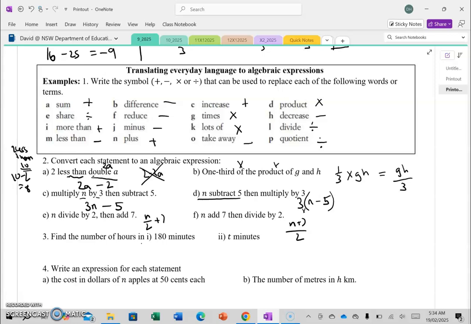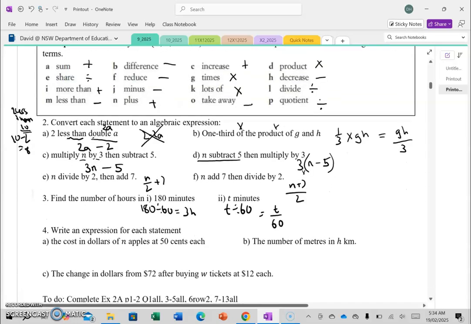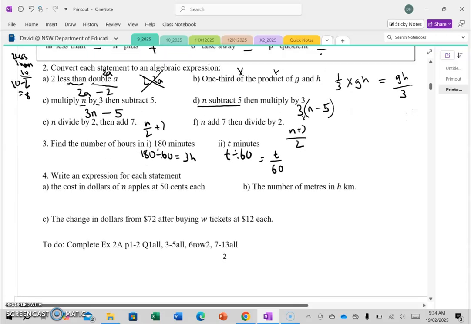How many hours in 180 minutes? We'll divide by 60. It's 3 hours. What about if it's T minutes? Well, we follow the same pattern here. We divide by 60. And division in algebra we write as a fraction, okay, which we would have seen in the previous example, but I didn't note.